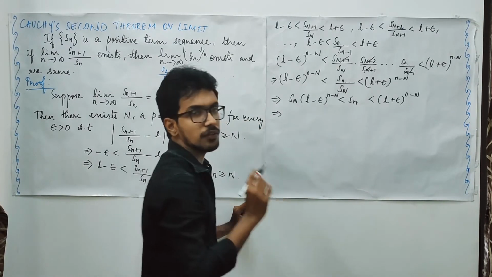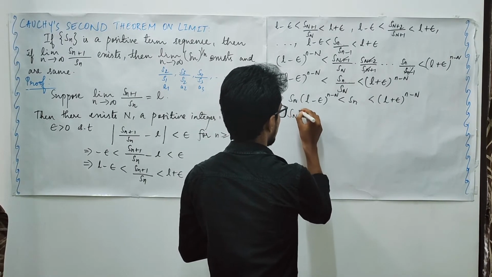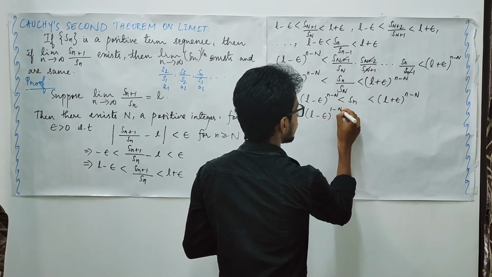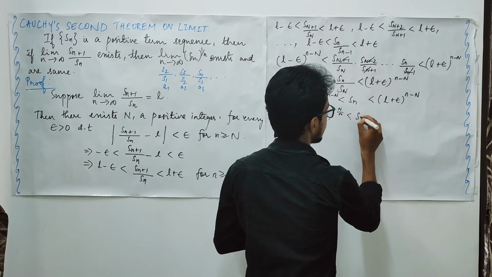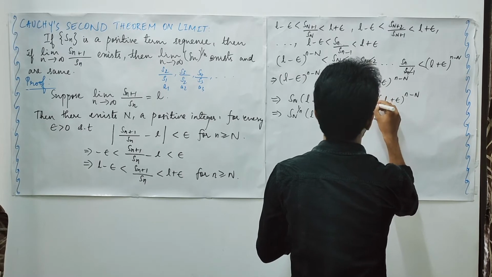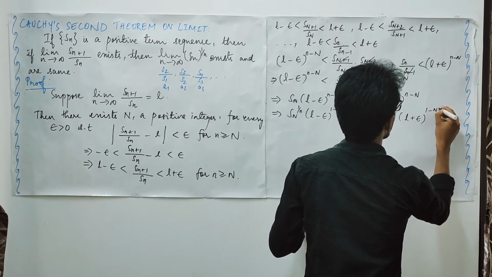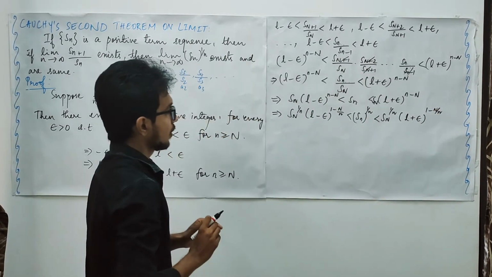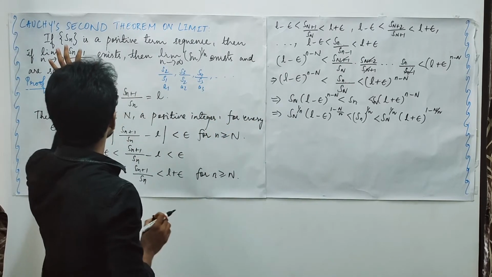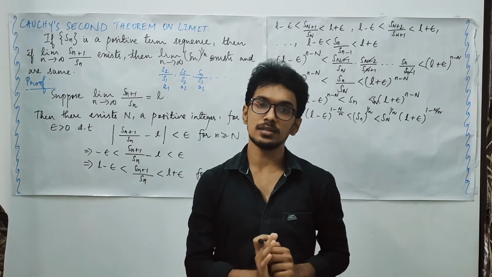Now what we are going to do is take the 1 by nth power on all the sides. So it is Sn power 1 by n times (L minus epsilon) to the power (1 minus n) upon n, less than Sn power 1 upon n, less than, here also we have Sn, right? So Sn power 1 upon n times (L plus epsilon) to the power (1 minus n) upon n. What is this big N? It is one of the quantities in the sequence, a sequence of positive terms.